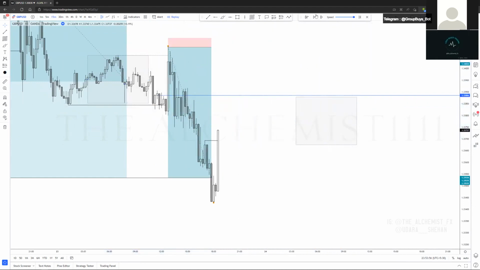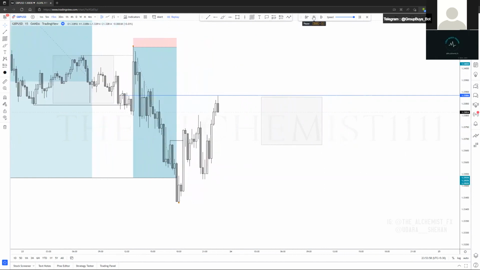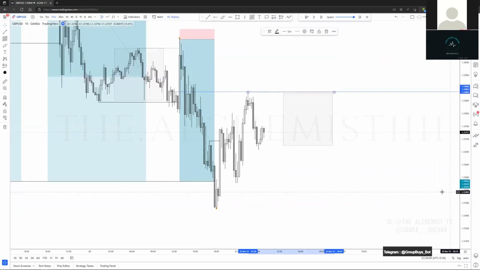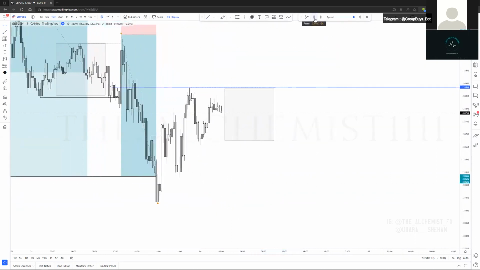Yeah, this is where Asia is getting started. Now look at that. Never tapped into that. See that? Never tapped into that. Yeah. See? Inducements. These are inducements too. See? Yes. Never tapped into that level. Okay, so we wait for Asia to end.